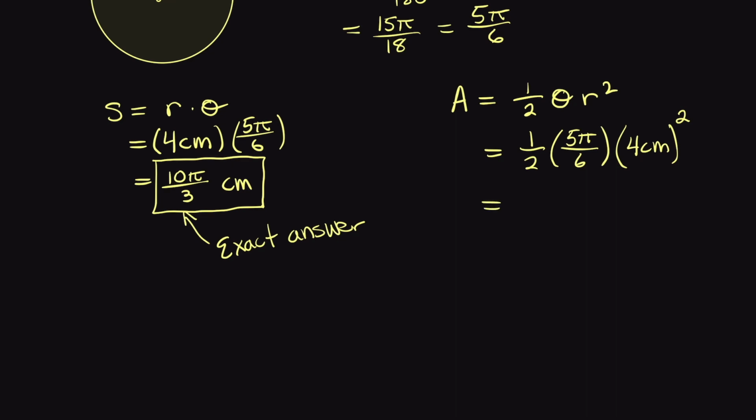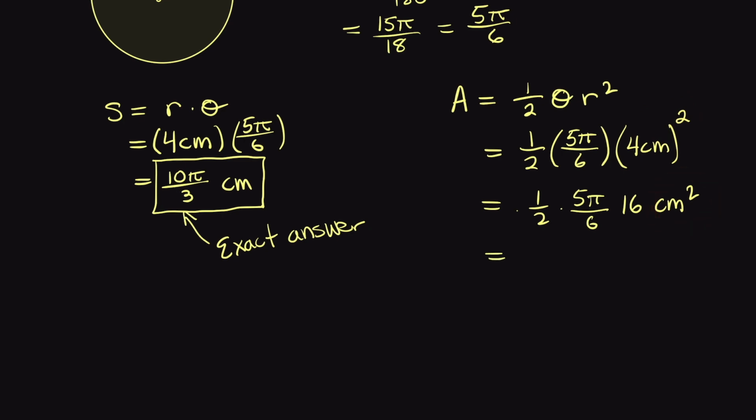And so we're going to have, well, let's do some simplification here. You have, across the top, 20 pi, and across the bottom, you have 12. Oh, no, I need to square. Let's square what we have in the parentheses at the end first. So we have 1/2 times 5 pi over 6 times 16 centimeters squared, right? I'm squaring the 4, and I'm putting a square on the centimeters because our units now are going to be centimeters squared.